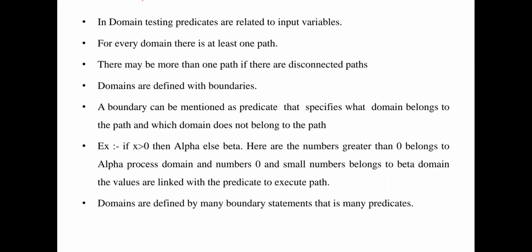Domains are defined by many boundary statements, that is, many predicates. Here we have seen only one predicate, x greater than 0. We can go for multiple predicates, which are called compound predicates. That means the path will be decided based upon two or more conditions. For example, x greater than 0 and, using a logical AND operator, x less than 0. You need to check these two conditions. These are called compound predicates. So a boundary can have a single predicate or more than one predicate.